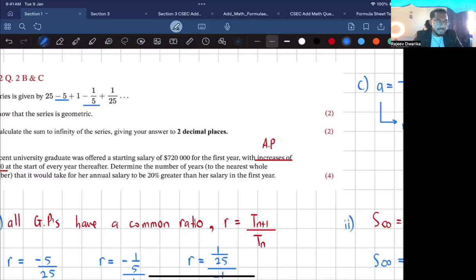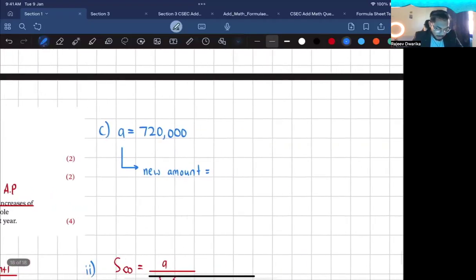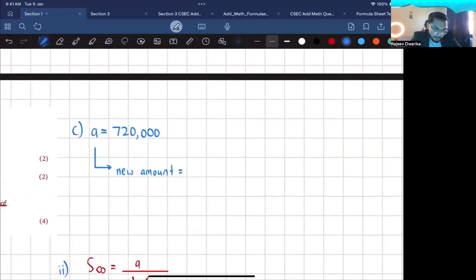If you want to convert a percentage to a decimal, you divide the percentage by 100. So 120 divided by 100 is 1.2, right? So a simple trick is, if I wanted to figure out the total amount, I would take 720,000 and multiply it by 1.2, and you would immediately get your answer.